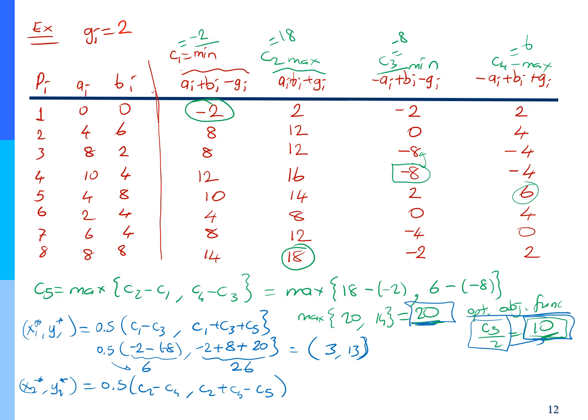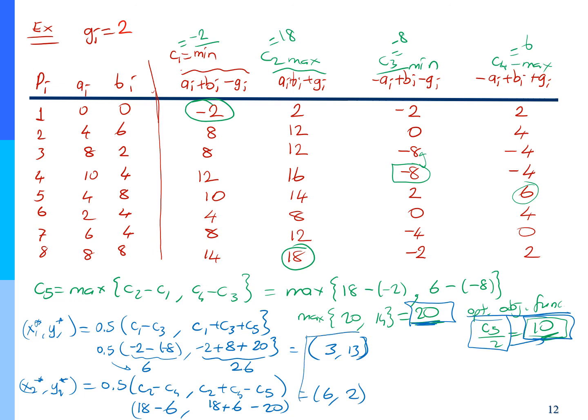Okay, so for the next one, what is C2? It is 18 minus, what is C4? 6. And what is C2? It is 18 plus C4, 6 minus C5, 20. And I will be taking 1/2 of it. So the first one, 12 by 2, it is 6. And the second one, 24 minus 20, 4 by 2, it is 2.